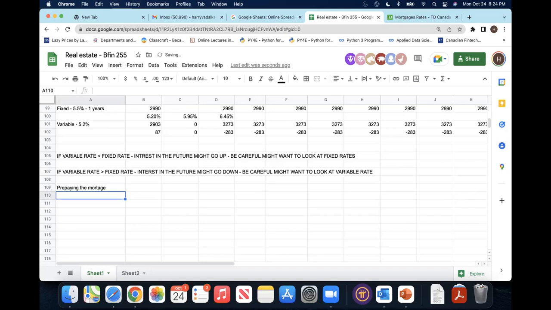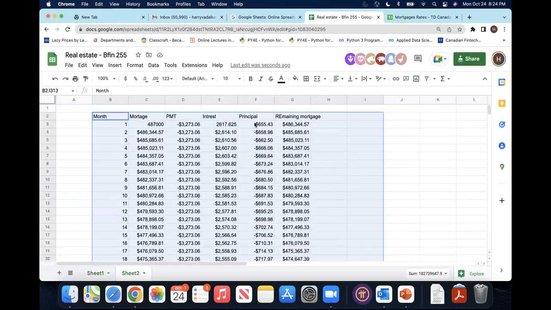Okay. The next concept is prepaying the mortgage. What is prepaying the mortgage? So we saw the mortgage schedule. Prepayment means you directly put money towards the mortgage, towards the principal.